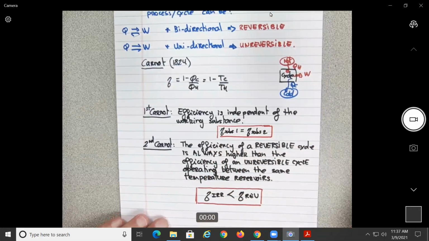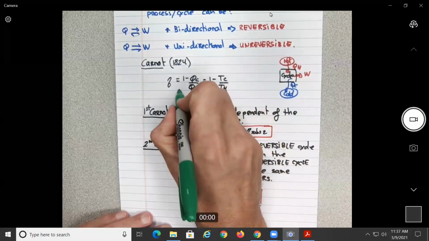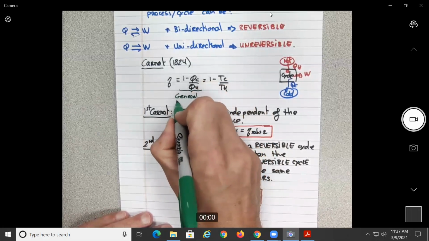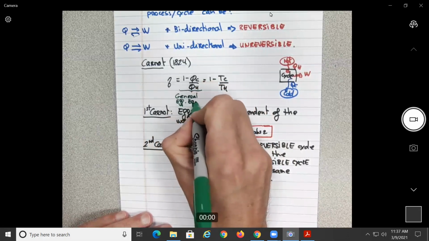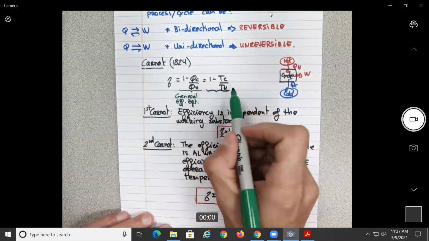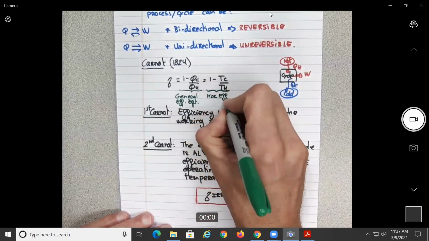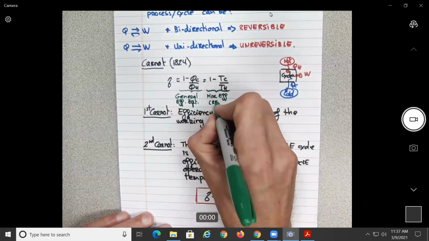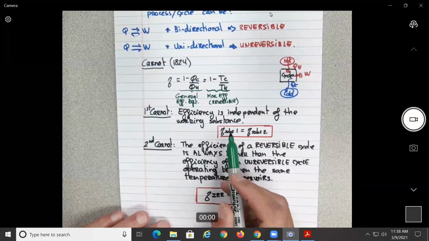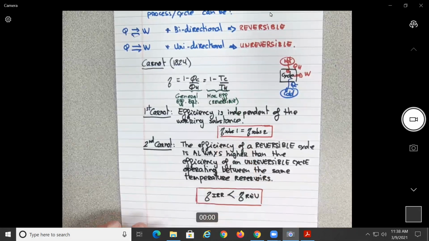Okay, now that I'm looking at the equation, let me add something here. So this is the general case, the general efficiency equation. This is the maximum efficiency that you can get. So this will be for the reversible case. Basically, if your process is reversible, then you can say that the efficiency will be proportional to 1 minus T cold over T hot, okay?